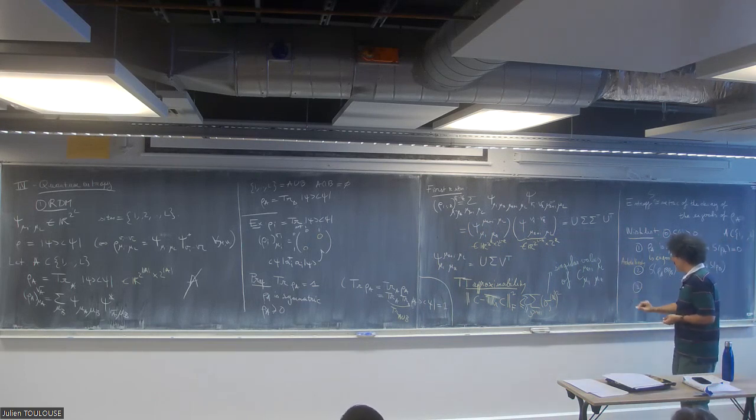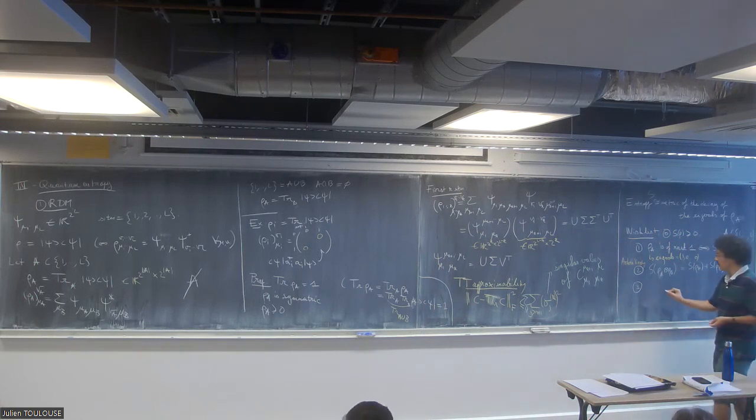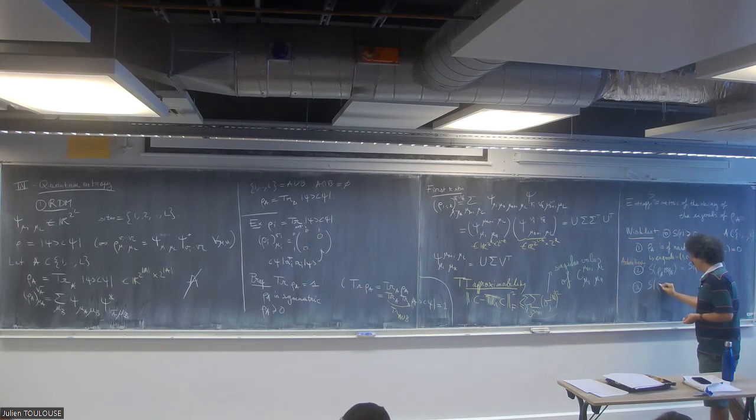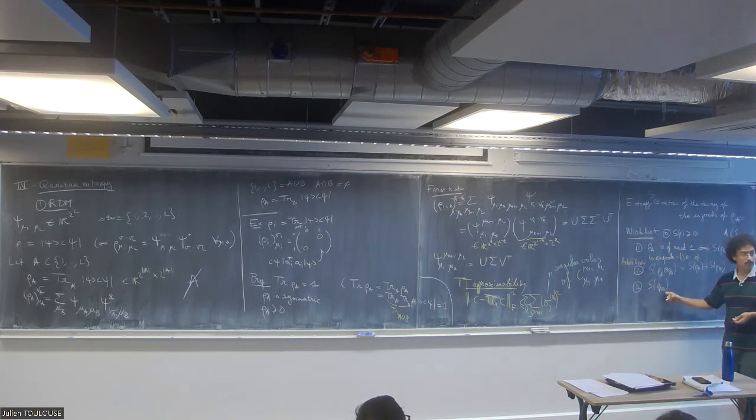Now, something that you can wish also is that now you're looking at the density matrix over A and B, over the union of sites A and B.